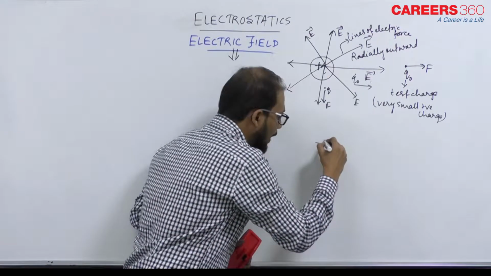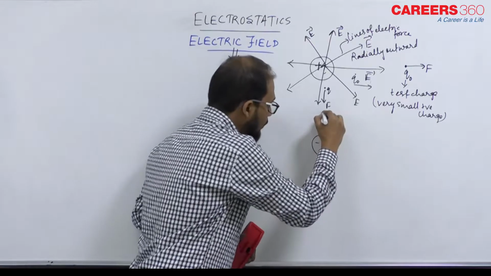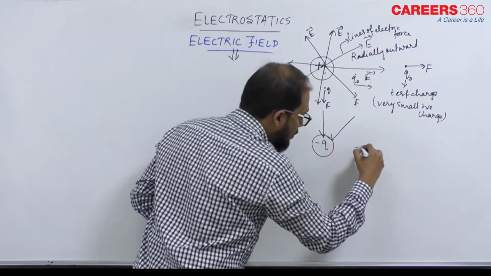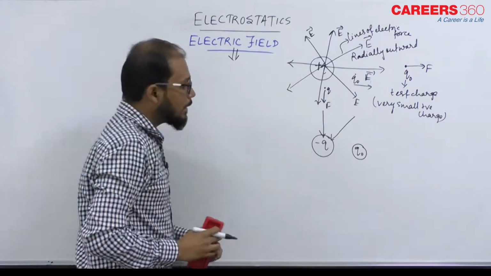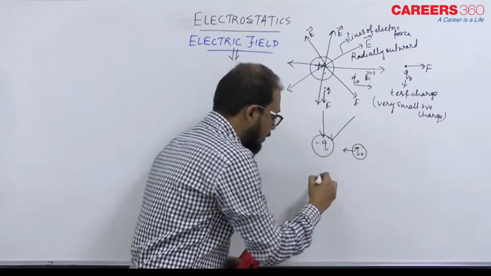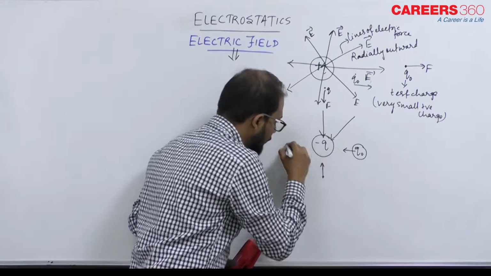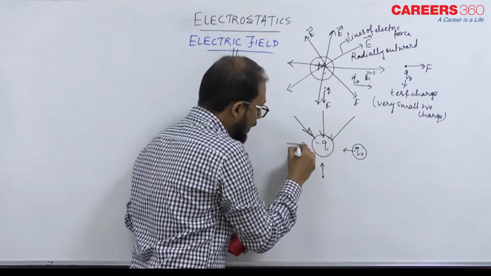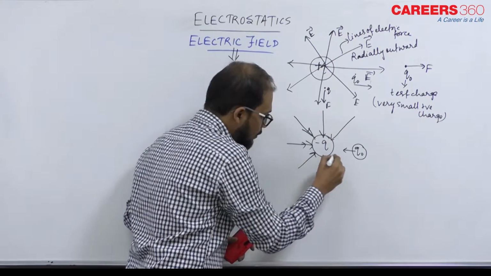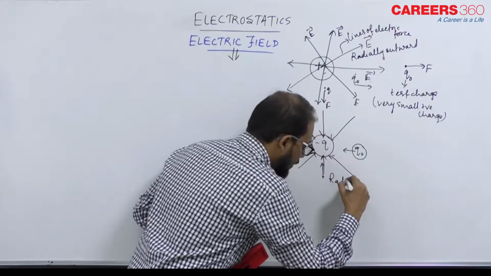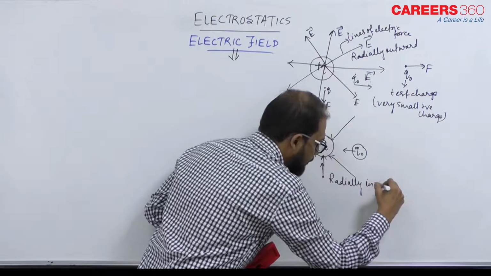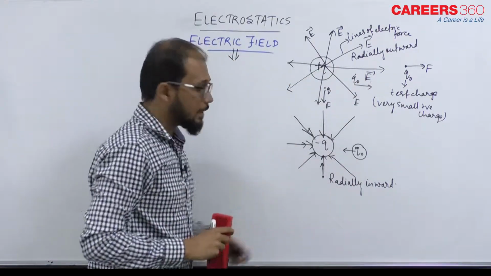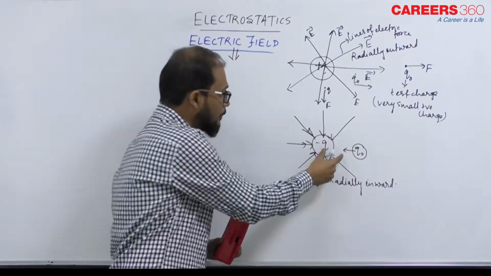And suppose if we take a minus q charge, then the electric field due to this charge will be radially inward, because if we bring a positive test charge q0 here, then the force will be in this direction. Similarly, if you bring a test charge here, the force will be in this direction, like this. That means the electric field will be radially inward in case of minus charge. Here we can say that the electric field is moving away from the source charge, and here the electric field is moving towards the source charge, that is minus q.